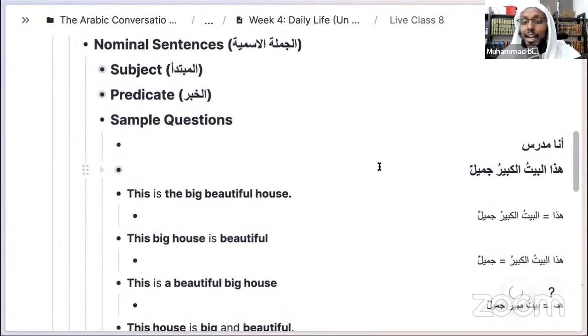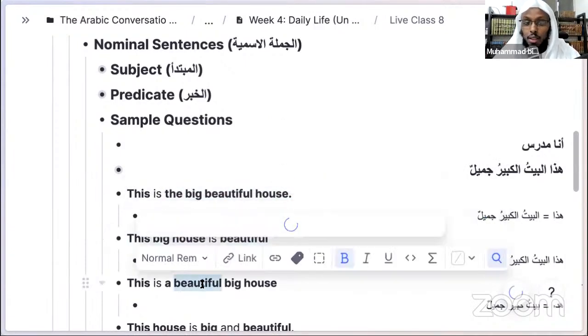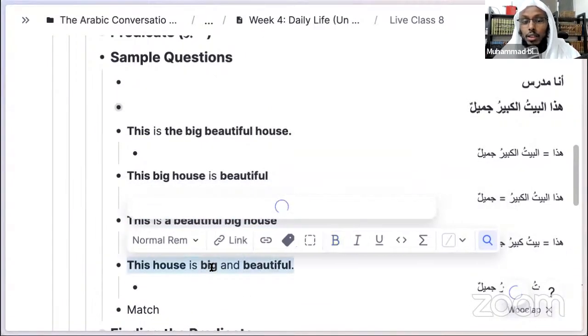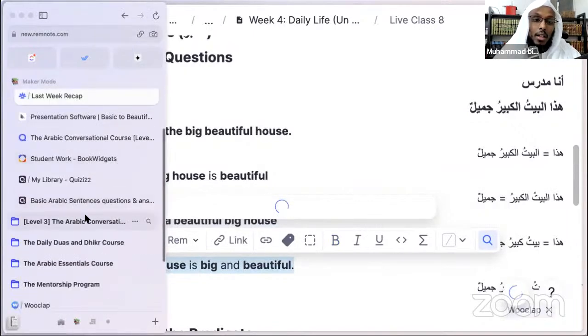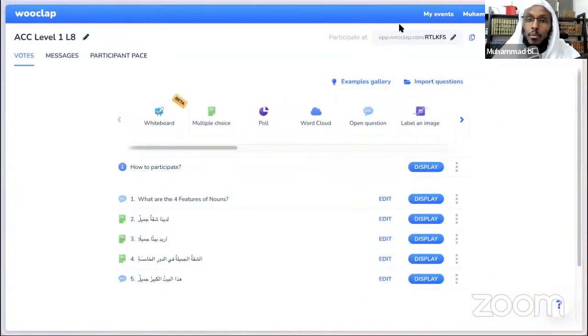Now let's apply that to our little sentence over here. As a matter of fact, before we apply it, I'm going to ask you. Let's see if you can put to practice what we've learned here. Here we have 4 sentences. A lot of you got it wrong earlier. But now let's see how many of you get it right, inshallah ta'ala, as I ask the same question on WooClap. This time you get to choose from 4 options.